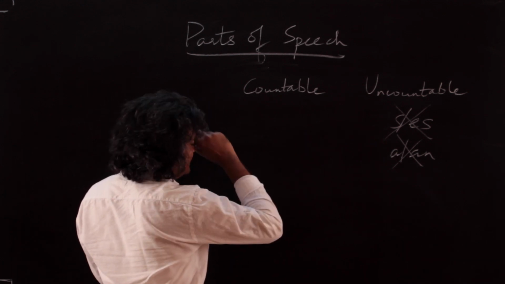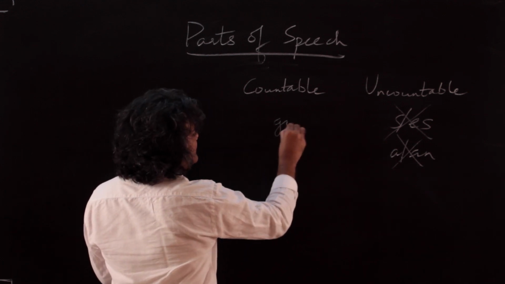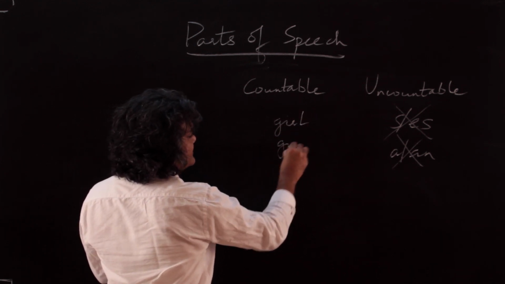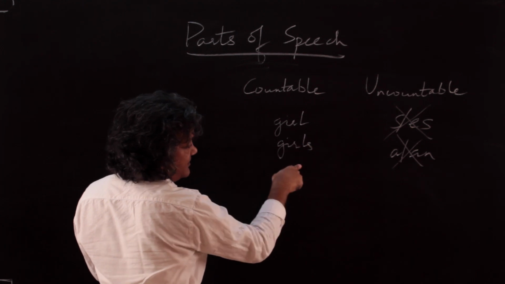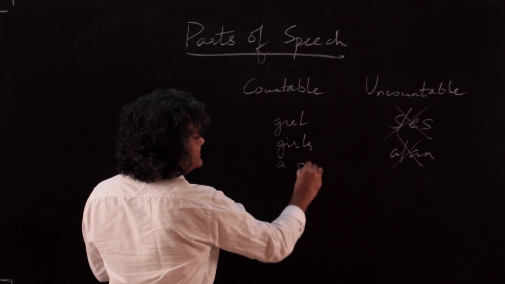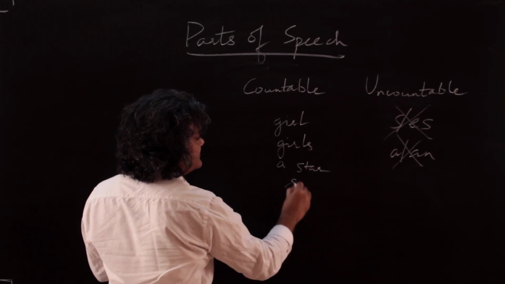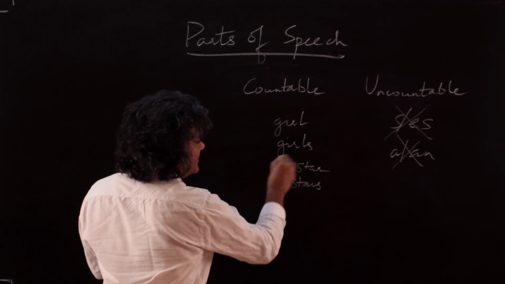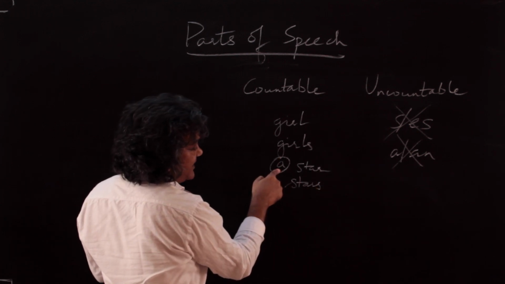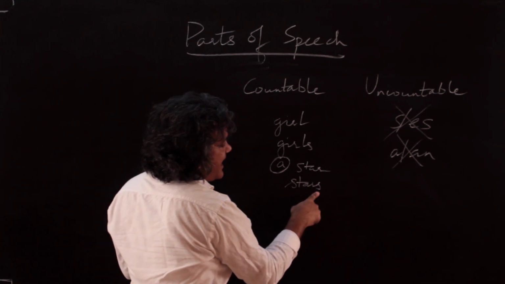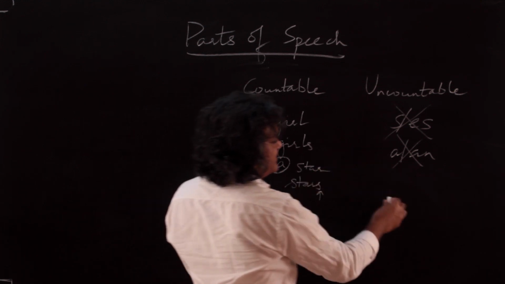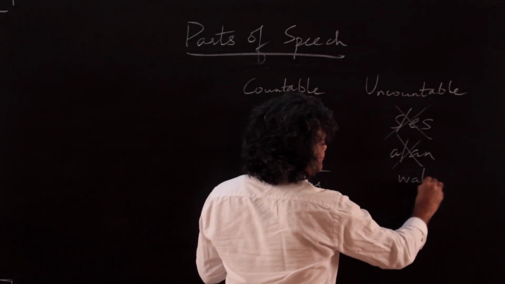So for example, suppose I say girl, so this is one girl, and if I say girls, these are many girls, so that is what makes them countable. Similarly, if I say a star and stars, both the conditions are being fulfilled in the case of countable nouns. They can be preceded with a or an and they can have a plural form, an S or an ES form. Whereas, let's compare this with water.